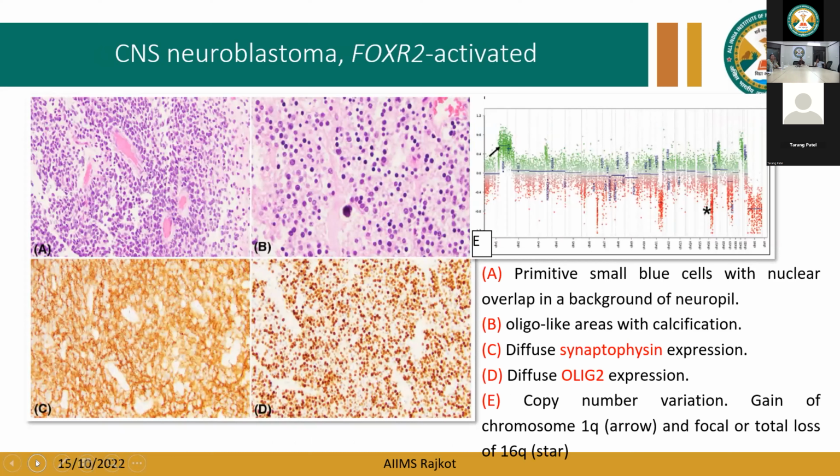This is the morphology. Primitive small blue cells will be there, nuclear overlapping will be there, oligo-like areas are present with calcification, diffuse synaptophysin expression will be there, diffuse OLIG2 expression will be there. And as you can see, the copy number variation analysis shows gain of chromosome 1q and focal or total loss of 16q.